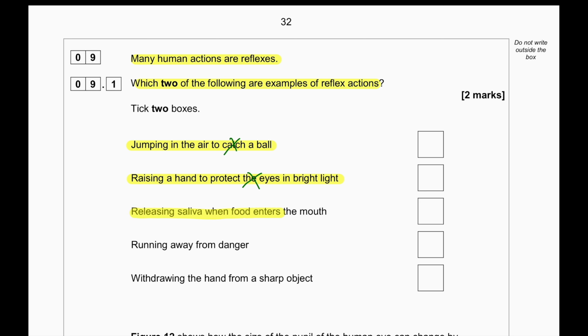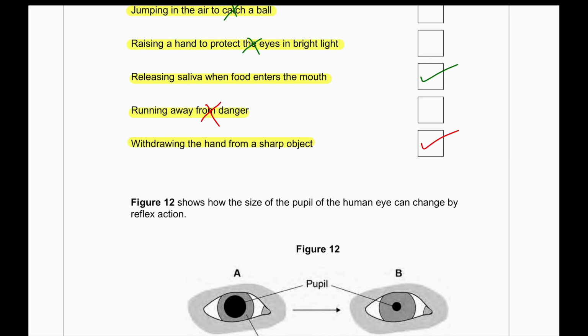Releasing saliva when food enters the mouth. Yes, this one you do not have active control over, so this one will be a reflex. Running away from danger. Running away from danger requires active conscious thinking, so it will not be a reflex action. Withdrawing hand from a sharp object. This one is survival related and you will instinctively remove your hand from a sharp object. So this one is a reflex action.